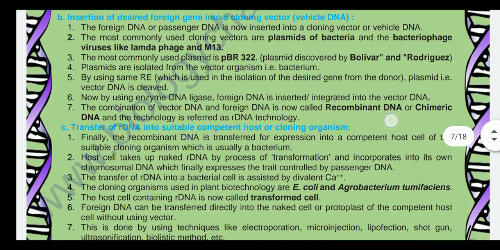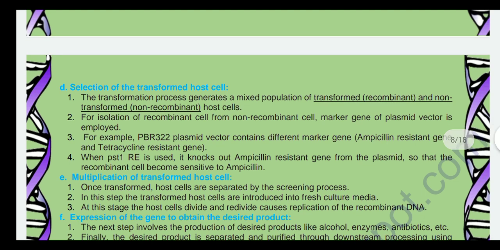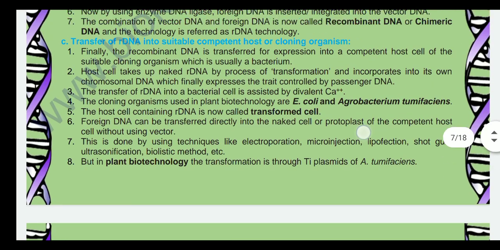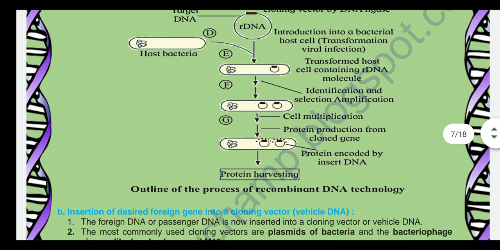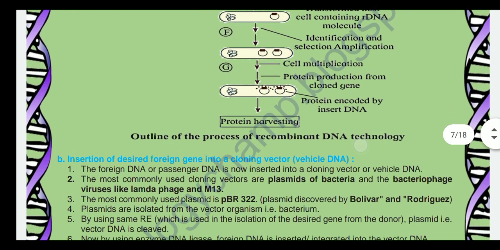Then in diagram D, we have selection of transformed host cells. The transformation process generates a mixed population of transformed, that is recombinant, and non-transformed, non-recombinant host cells. For isolation of recombinant or non-recombinant cells, the marker gene of the plasmid vector is employed. The transformed host cell is where the plasmid is going to transfer. That plasmid is now going to transfer into the host bacteria, where it gets replicated.